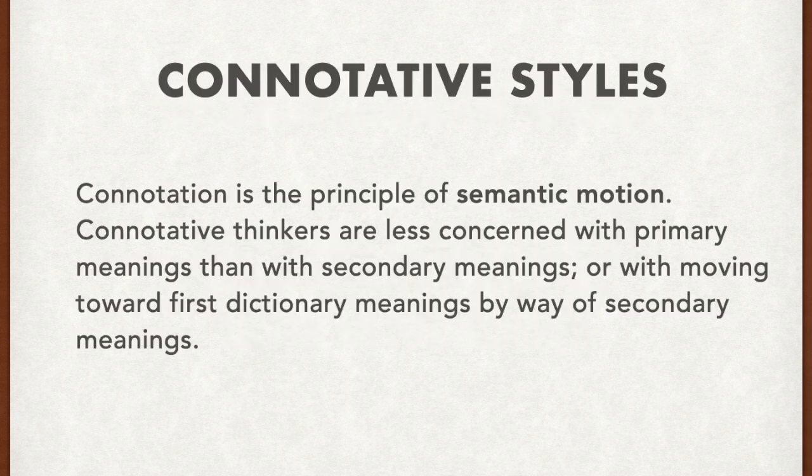Now, connotative preaching is ruled by the principle of semantic motion, of the movement, of the motion of meaning. If you're a connotative thinker, you're less concerned with primary meanings and you're more interested in secondary meanings, or with moving toward primary meanings, the first dictionary meaning of something, by way of secondary meanings. For you, if you're a connotative preacher, meaning is constantly being detoured. It's constantly in motion so that meaning arrives in little bits and pieces.